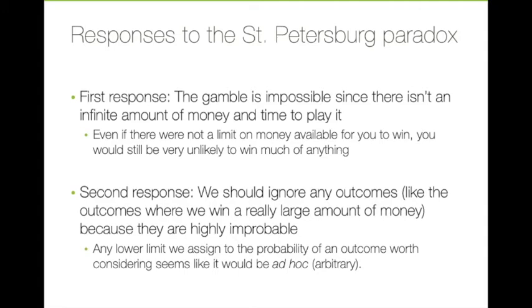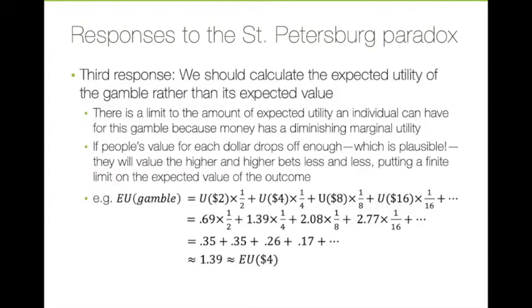The problem here is that any lower limit we assign to the probability of an outcome worth considering seems like it would be ad hoc or arbitrary. We don't want our decision theory in general to ignore highly improbable outcomes, because in lots of other cases it's super important for decision making to consider highly improbable outcomes with significant consequences, which is exactly what this game has. So this seems like a bad way to respond because it doesn't generalize well to the kinds of decisions we normally make. Our third response, I think, is a bit more compelling.